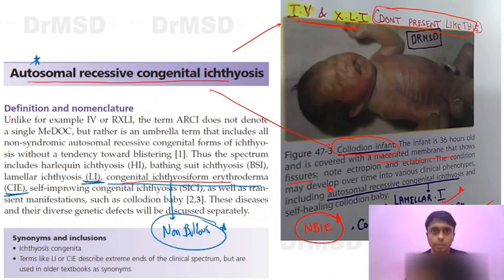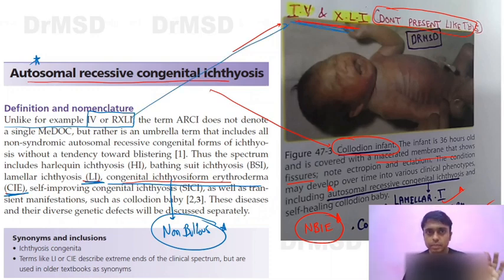It is non-bullous. There won't be any presence of bullae or fluid-filled lesions which are more than 0.5 centimeters. Also, I want you all to remember one more point. Here it is given in the first line, unlike, for example, IV and XLI. So what are IV and XLI? They are ichthyosis vulgaris and X-linked ichthyosis.